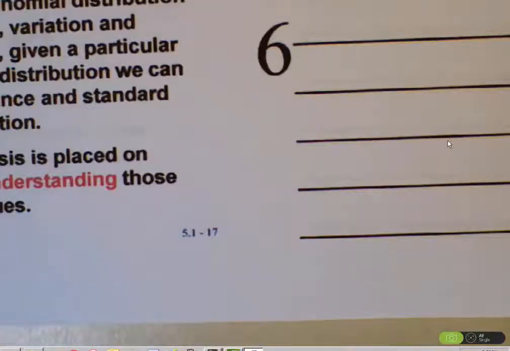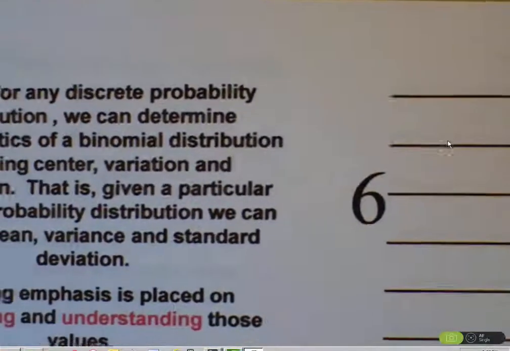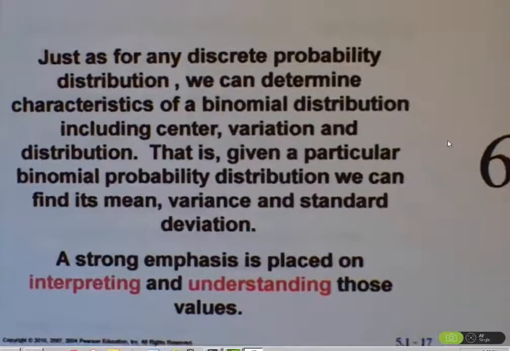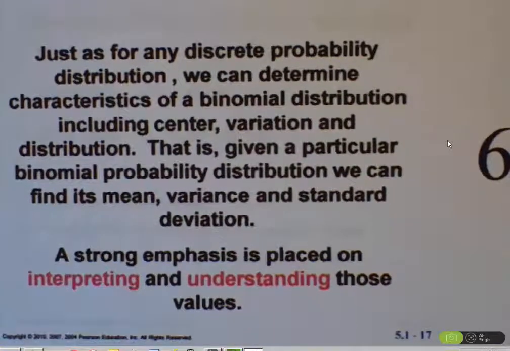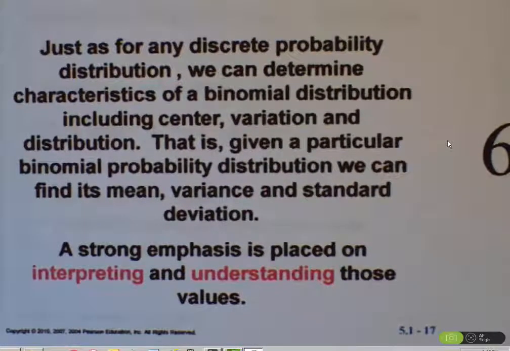All right, there's one other thing we need to talk about. In 5.2, we found the mean of a probability distribution. So we should be able to find the mean of a binomial probability distribution and also its standard deviation and its variation. We just need to be able to interpret these values and use them to say whether a certain value is unusual or not unusual.